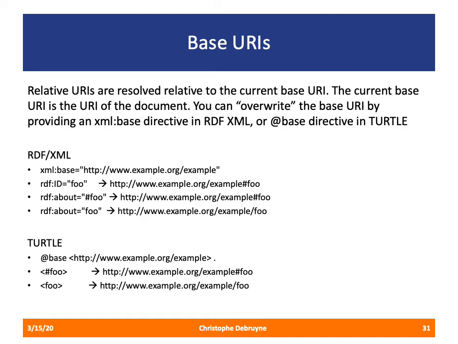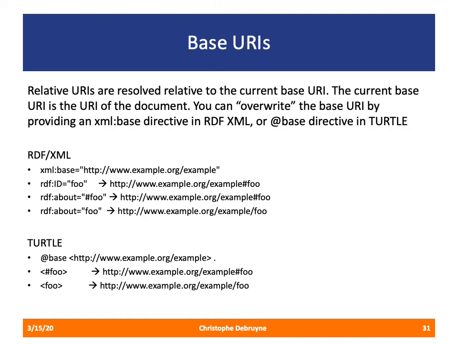So relative URIs are resolved relative to the current base URI, and the current base URI of an RDF document is usually its location. So if you store your RDF document under the C drive, the base URI is the C drive. Now, because you will oftentimes store that document elsewhere, and people might be able to download it, yet you want to ensure that the URIs do not break, you can provide directives that overwrite the base URI. You can inform the parser that the base URI of a particular document is something else.